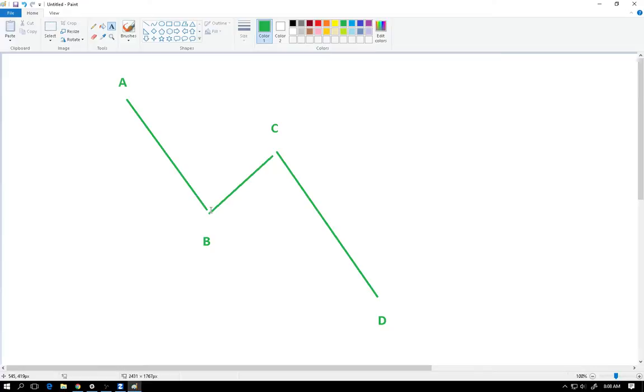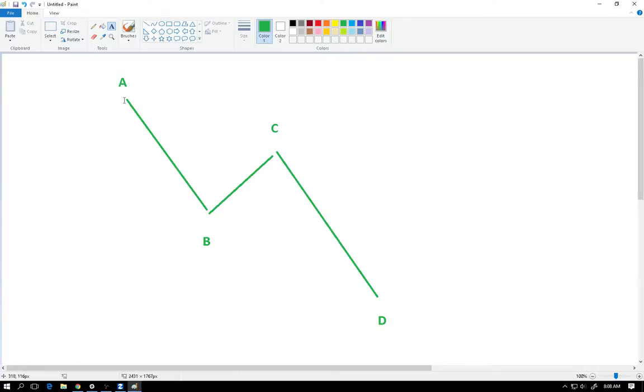The AB move can be up or down. The C move, if it's down, it cannot be higher than A. If it's an up move, C cannot be lower than A. Otherwise, we have an invalid setup. We don't want to even take a look at it. So A, B, C, D. That's what we're looking for.